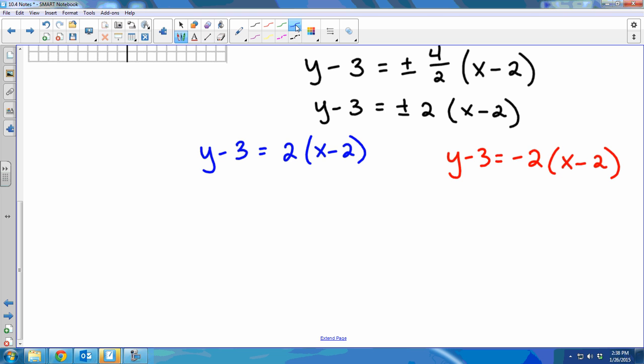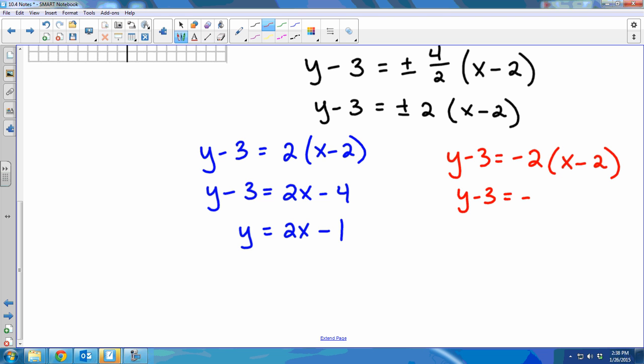So I do some algebra. I'm going to distribute. So 2x minus 4. And I'm going to add 3. So y equals 2x minus 1. For the other equation, negative 2x plus 4. I add 3 and I get negative 2x plus 7.